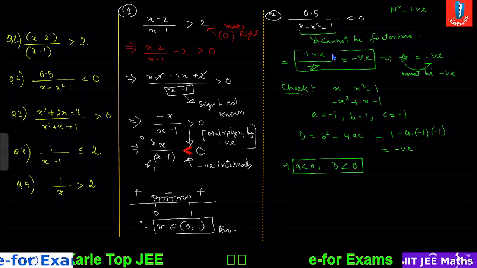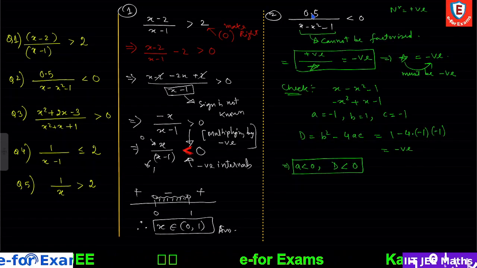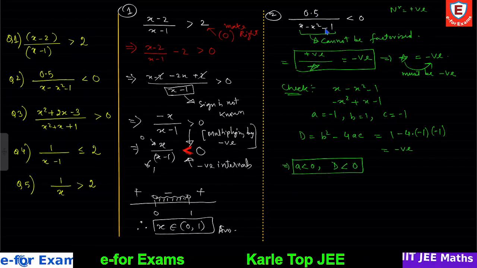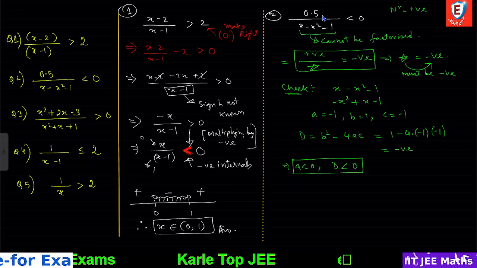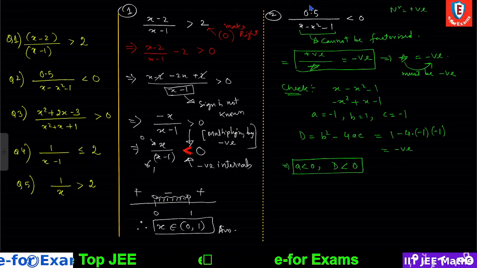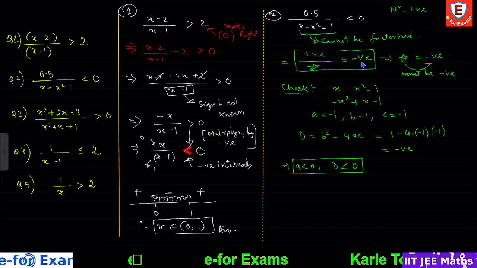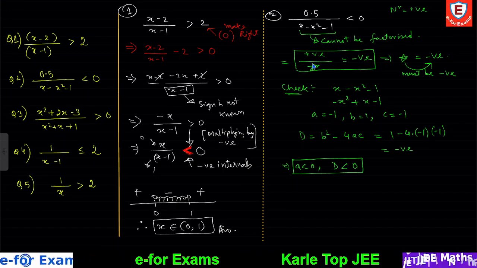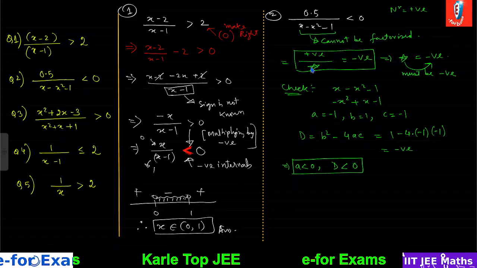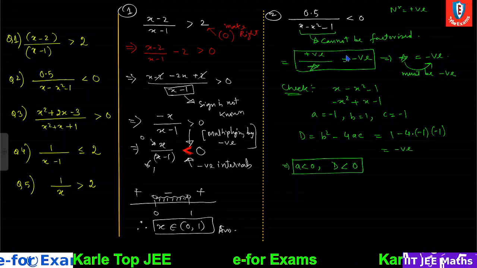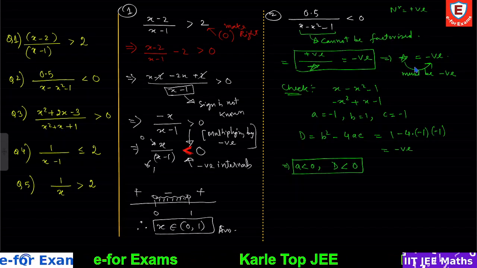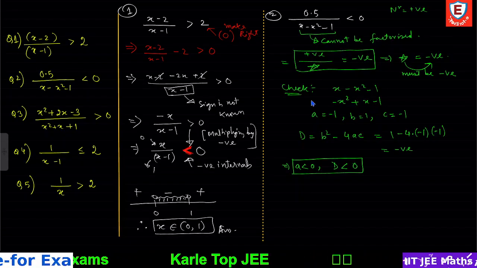Positive by something. Let me explain again from the beginning. The numerator is positive, the denominator is something. We don't know the sign. So positive by something is less than 0. Less than 0 means the whole thing must be negative. That's what we are saying. Positive by something equal to negative. This means the numerator is already positive, so this must be negative to make the whole thing negative. So we have to check whether this is true or not.